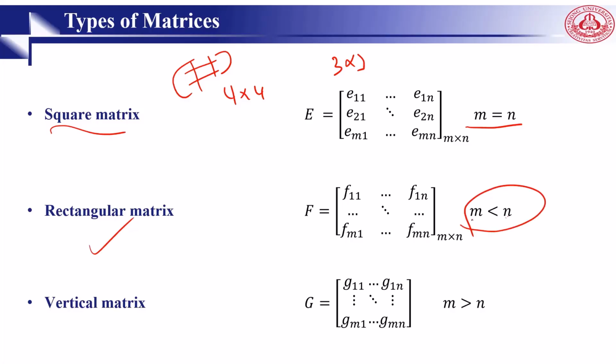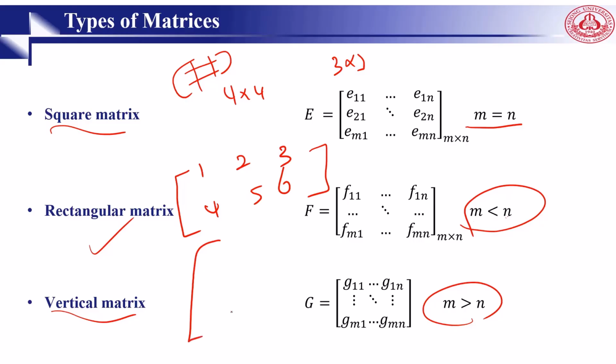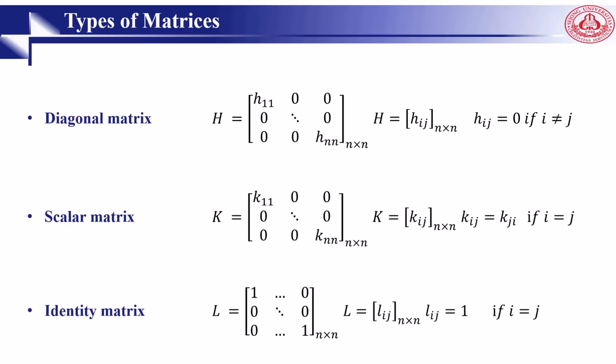If the number of columns is more than the number of rows, it is rectangular. If the number of rows is more than the number of columns, then it is vertical. So for example, this one, 1, 2, 3, 4, 5, 6, is rectangular. But if you have this one, 1, 2, 3, 4, 5, 6, this is vertical. In a diagonal matrix, all components are 0 except those on the diagonal. As you can see, these are not 0, but the rest are 0. So H_ij in matrix H is equal to 0 if i is not equal to j. They are 0, otherwise they are not 0.